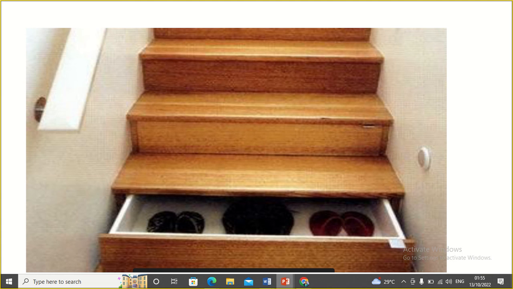You can see in this staircase, it has multiple usage. In order to use the space very effectively, generally we won't use the space under the steps, right? So here these steps have two usages. One is for climbing up, another is that they are also used as racks.